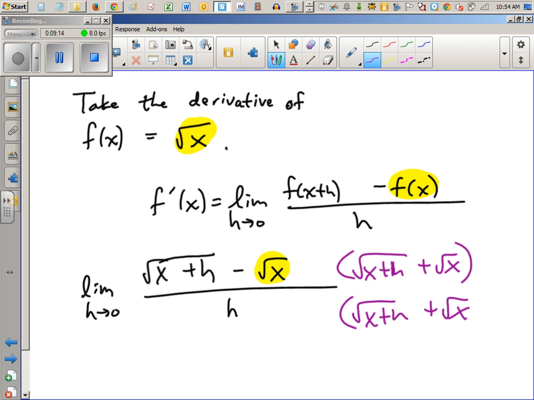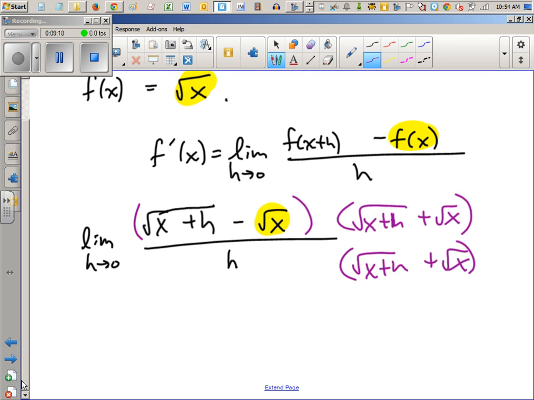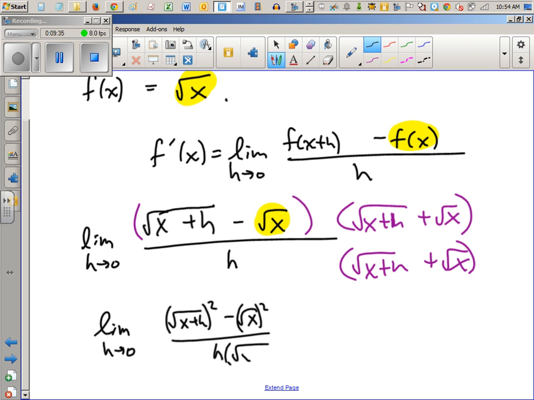Remember, the top is a FOIL, although technically it's a FOL. There's no inner outer, remember? Who are you calling a fool? Okay, so the top, when you FOIL it, you just get root x plus h squared minus root x squared. The bottom is now the messier part of the fraction.